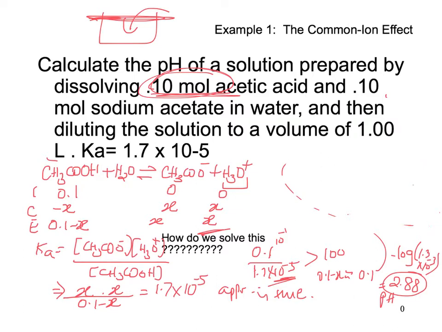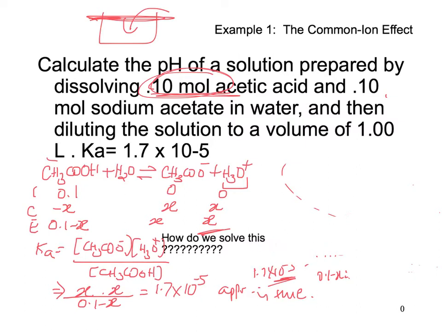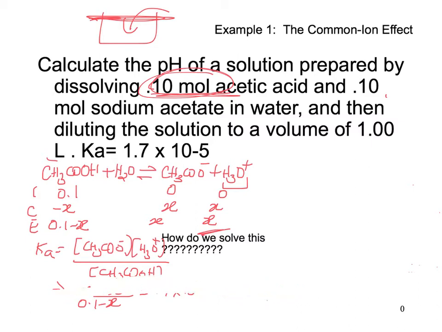So it's a mixture of sodium acetate and acetic acid. What does that mean? That means that, of course, my acid ionization is going to take place. So acetic acid with water is going to give you acetate and hydronium ion.